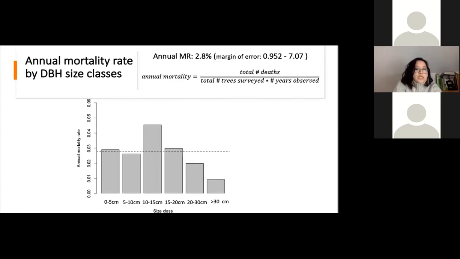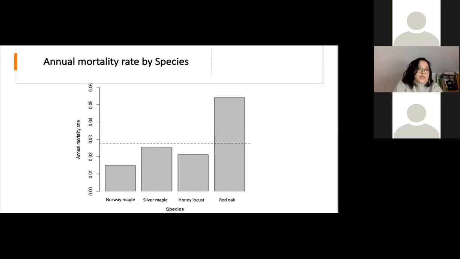So looking at mortality rate by size class, 10 to 15 centimeters stands out with the highest mortality rate. Although the uncertainty in our study is rather large due to the small size of the data set, some interesting results like this can be seen and indicate further analysis is necessary to see if it's real or investigate the causes. So we then looked at the annual mortality rate by tree species.